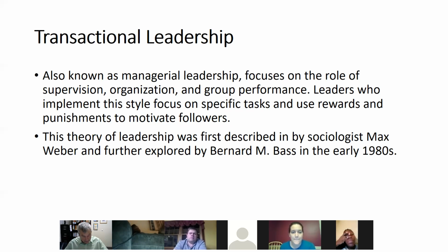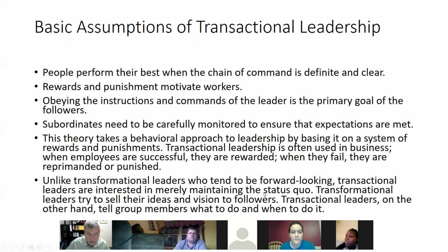So this leadership was first gotten by Max Weber. All right, so here's some of the basic assumptions of this particular style. And let me just say, this is not the style in favor right now, but this is a leadership style that sometimes works well. So here's what they believe.